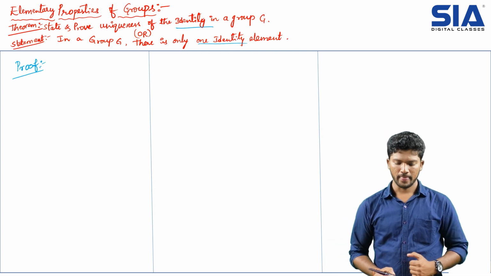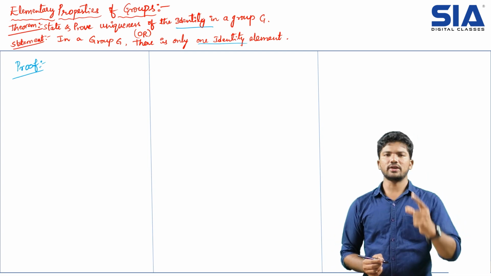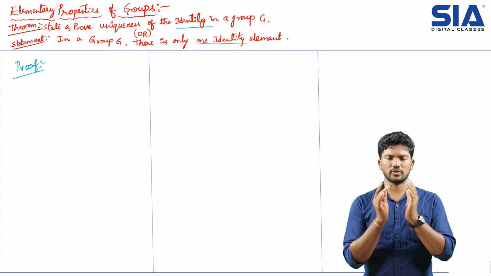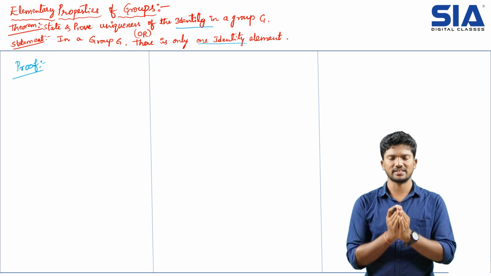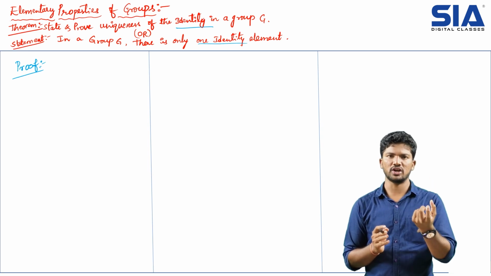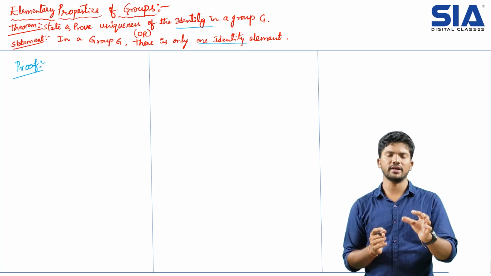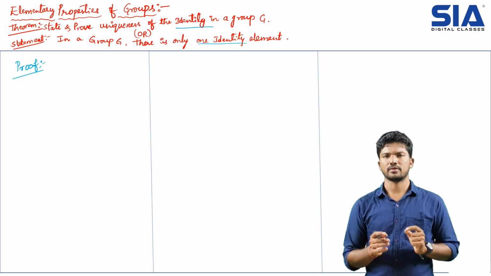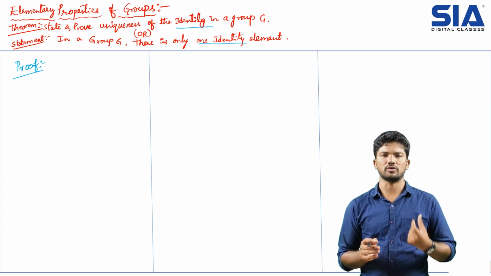If you take any group, the group of integers, group of real numbers, group of complex numbers, whatever it may be, or any group with respect to addition modulo or multiplication modulo, there exists a unique identity element. That is what we are going to prove now.